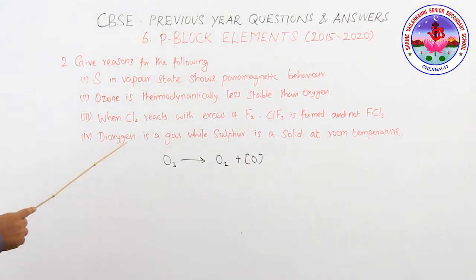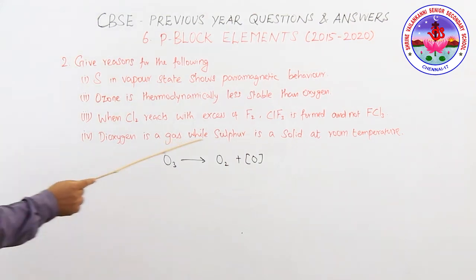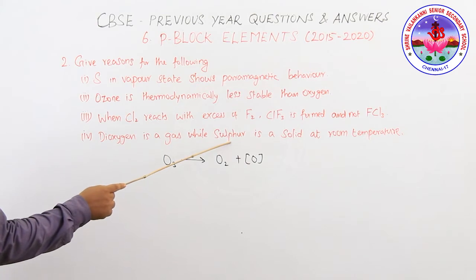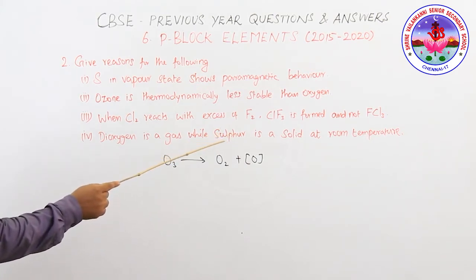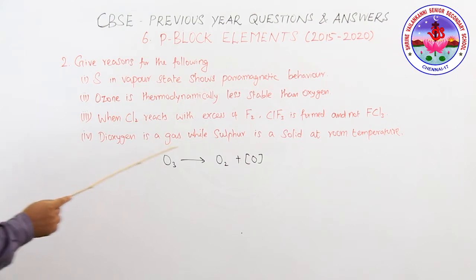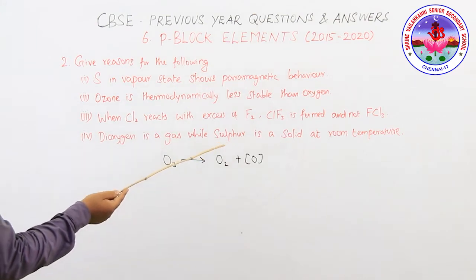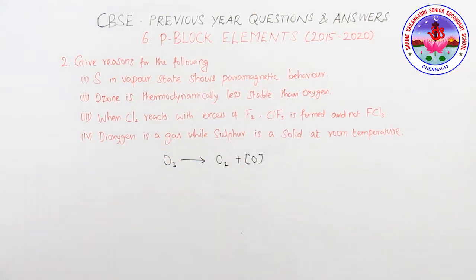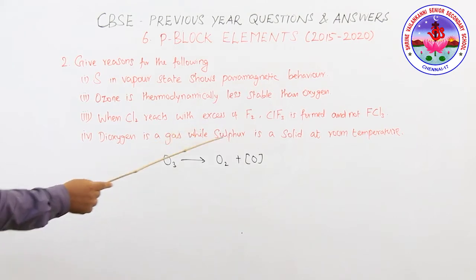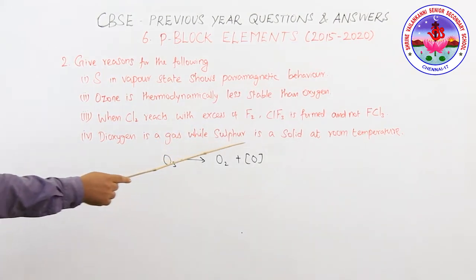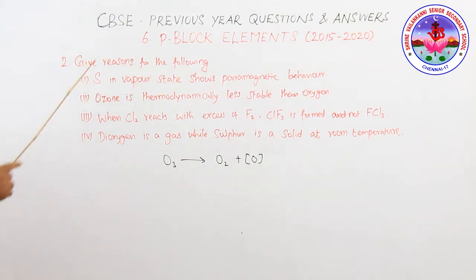The main reason you have to write is that dioxygen is a diatomic molecule with a p-pi bond and less surface area, while sulfur is an octatomic molecule and has more interaction forces. Dioxygen has less van der Waals forces, whereas sulfur has more interaction forces, and the main reason is that it is an octatomic molecule with more surface area. That is why it exists as a solid at room temperature. So this is the reasoning type of question. Some more questions we have to see now.